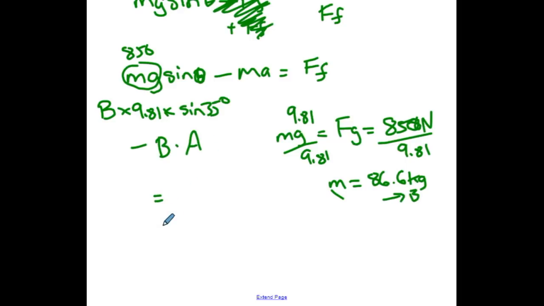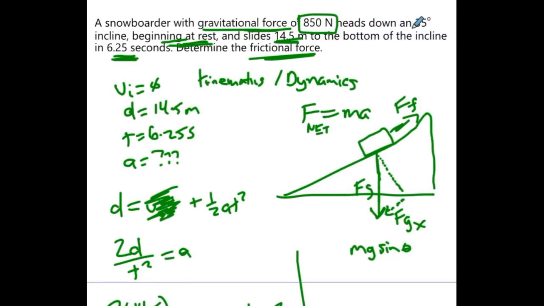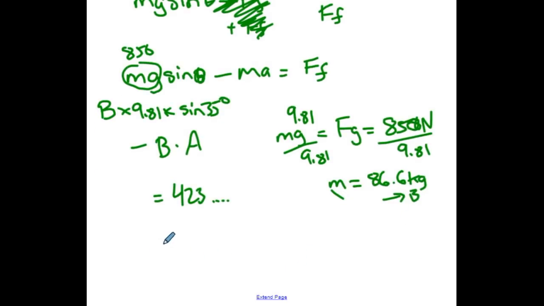So we're basically done. We just need to do all the calculation typing. B times 9.81 times by the sine of 35. And then we're going to subtract whatever letter B is times letter A is. And so I have a final answer of 423 with sig digs. It looks like I only get 2 sig digs, eh? 35 degrees limits me to 2 sig digs. So this is going to be 4.2 times 10 to the 2 newtons, because this is a force of friction we just solved for.